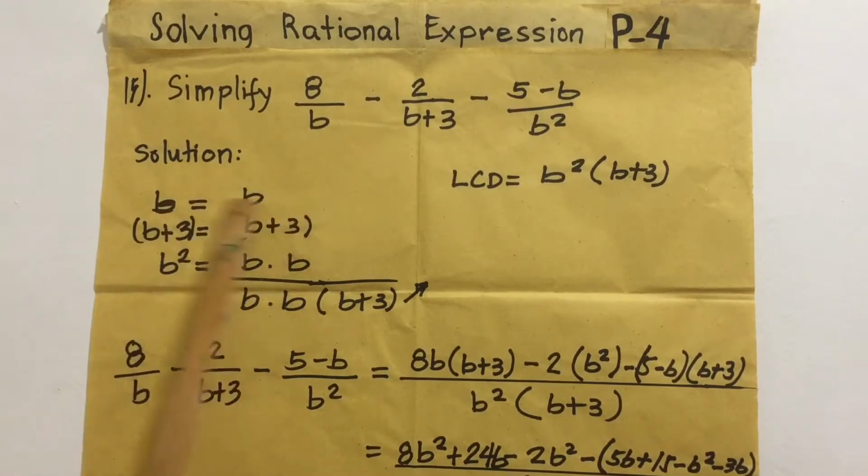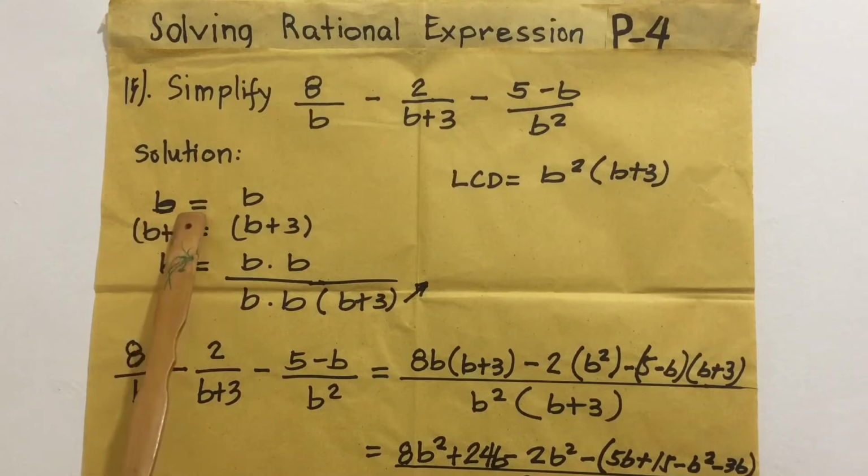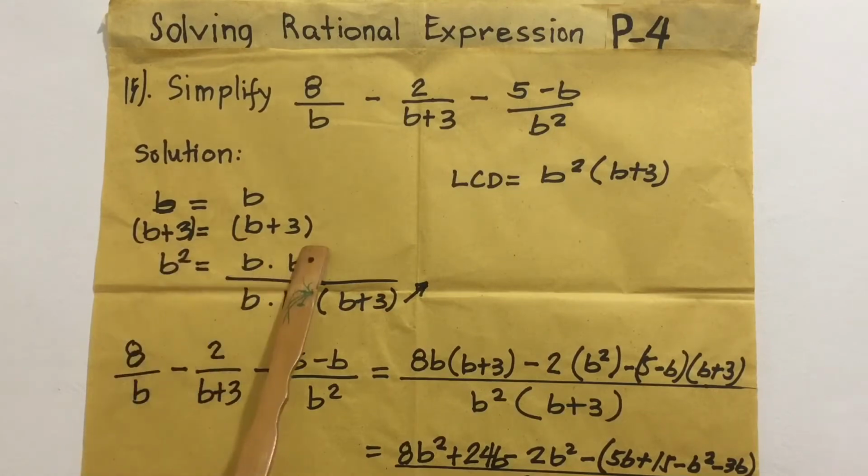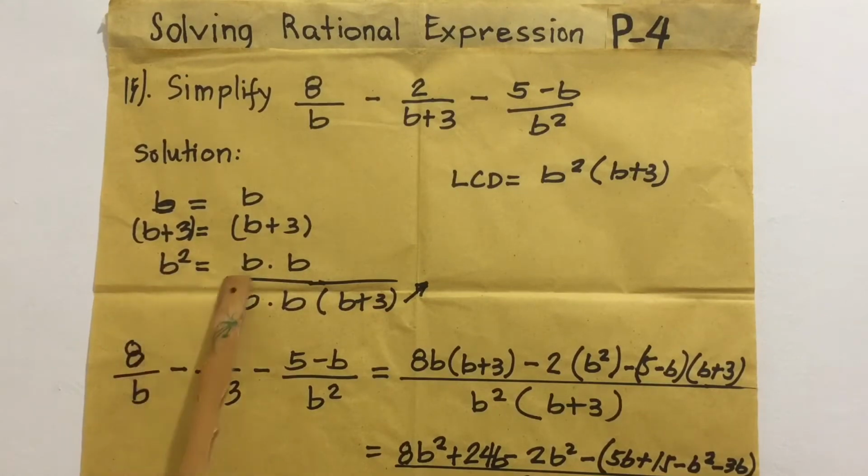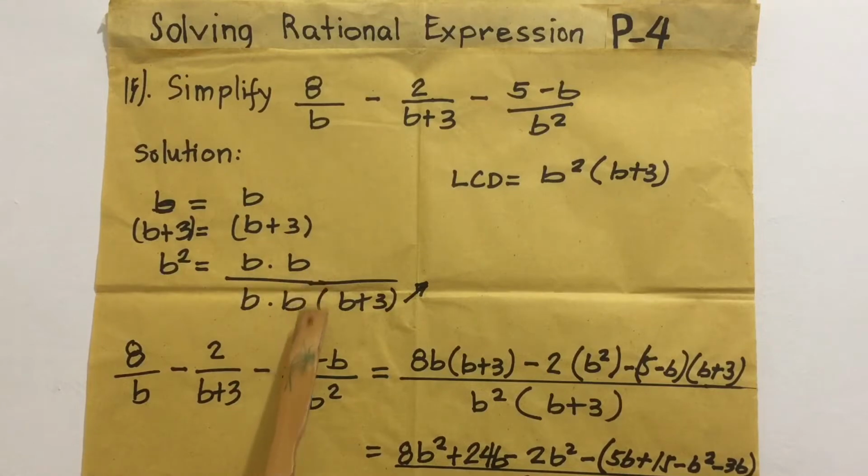Then we're going to factor. b has no factor because it's prime, just copy. b plus 3, there's no factor, just copy. And b squared has a factor of b times b. After that, we're going to determine the common factor.